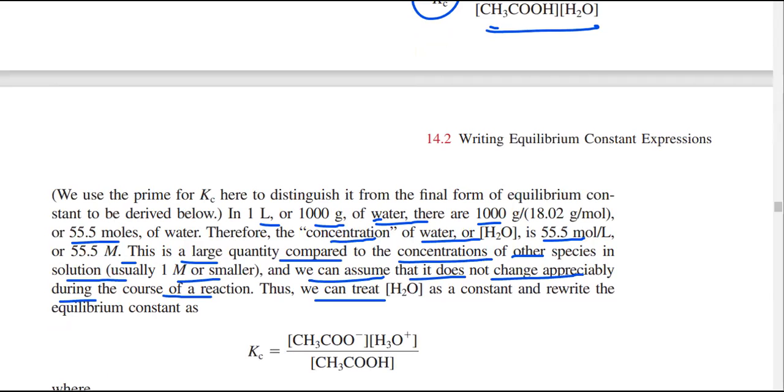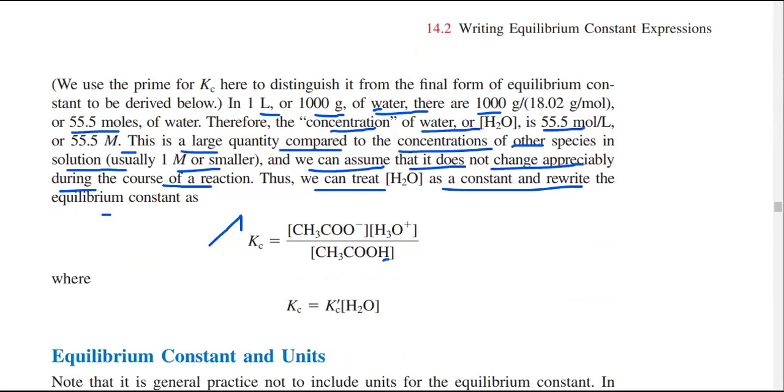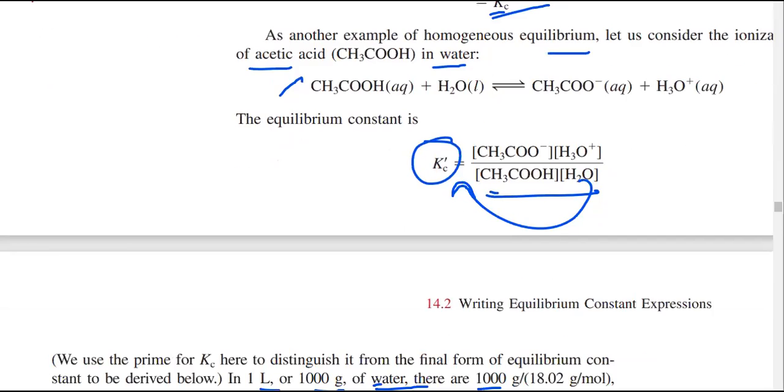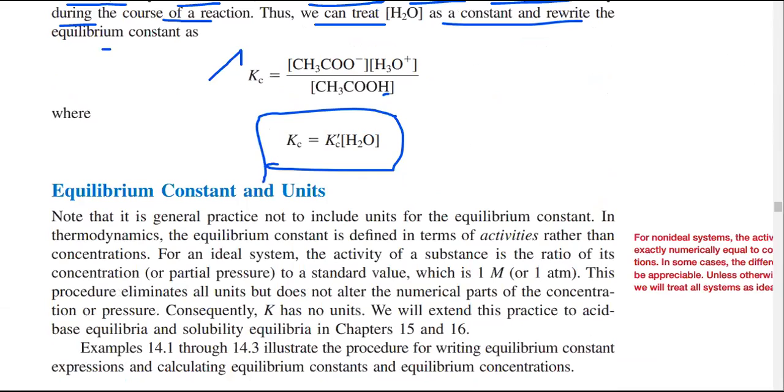Thus, we can treat H2O as a constant and rewrite the equilibrium by omitting the H2O concentration in the Kc expression. So the Kc expression becomes the concentration of CH3COO minus times the concentration of H3O plus divided by the concentration of CH3COOH. Now, Kc prime times the H2O concentration is nothing but the equilibrium constant Kc. So Kc equals Kc prime times the equilibrium concentration of H2O.